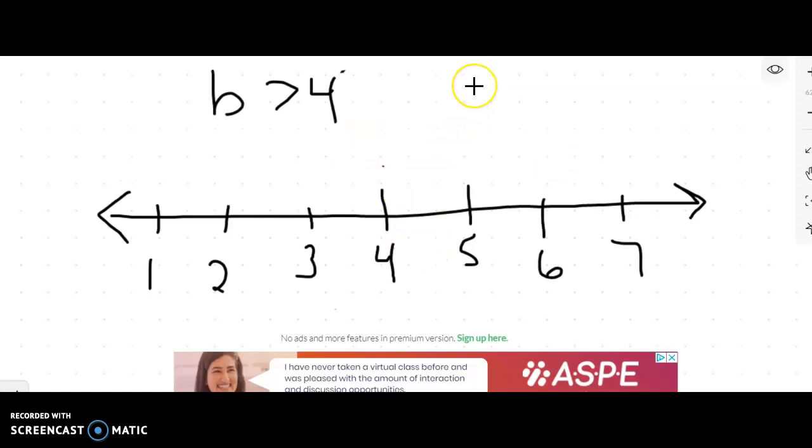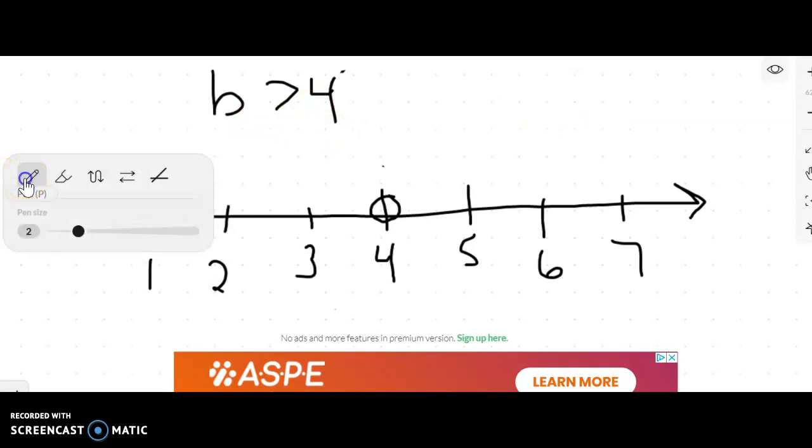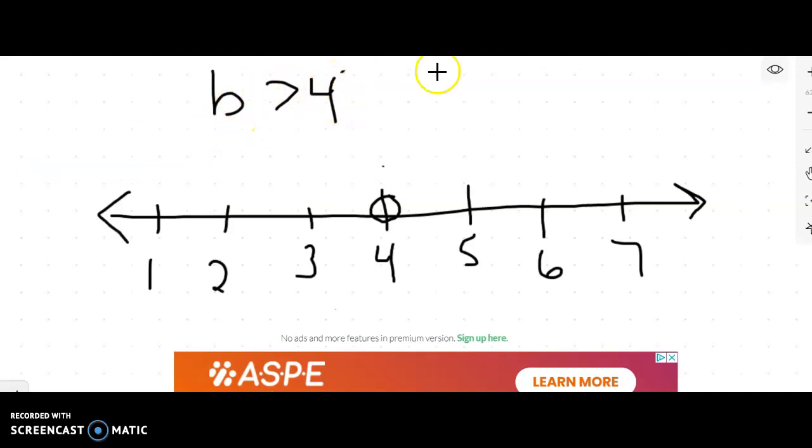Now first we have to draw a circle where 4 is. Whether we keep that circle open or closed is determined by whether it is included or not. Looking here, it does not show that our 4 is included, as there is no equal to or line under it. So we're just going to keep that open, just like that. If we had this line here, then we would shade it in. But because there is no line under there indicating that it's equal to, we do not shade in our circle.